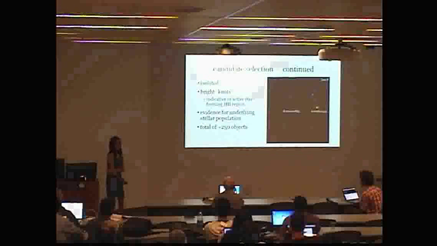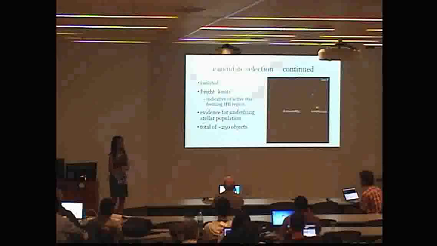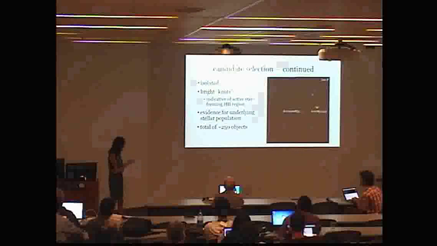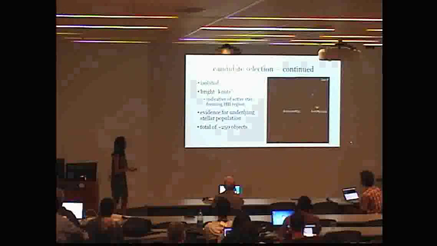So we looked through each of them by eye and picked out the ones that are isolated. So we eliminated any H2 regions that were in spiral galaxies, for example. And we also required that there were bright knots present in these objects. So the two objects here on the bottom are two that we selected from SDSS.